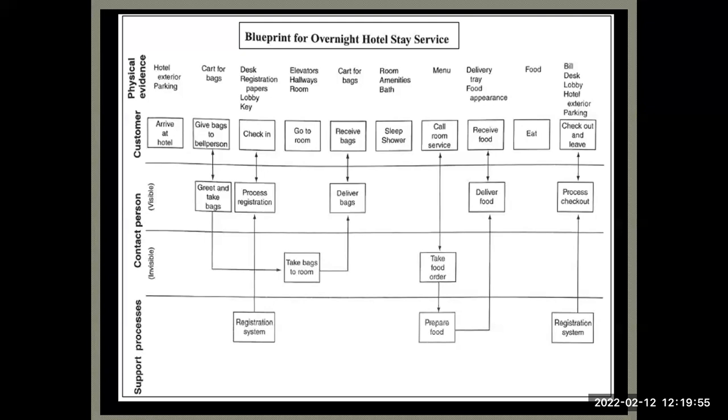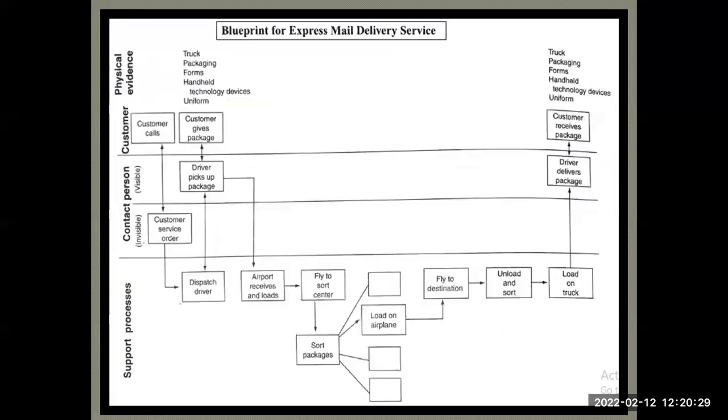So in the support process, we have a registration system by the software, then preparation of the food at the kitchen, and again at the checkout, we use that particular software registration system. Similarly, for other systems, for banking, telecom services, maybe healthcare services, we can draw such a blueprint. And it is not that you have to draw the perfect system. The only thing is you have to involve all the activities, all the processes.